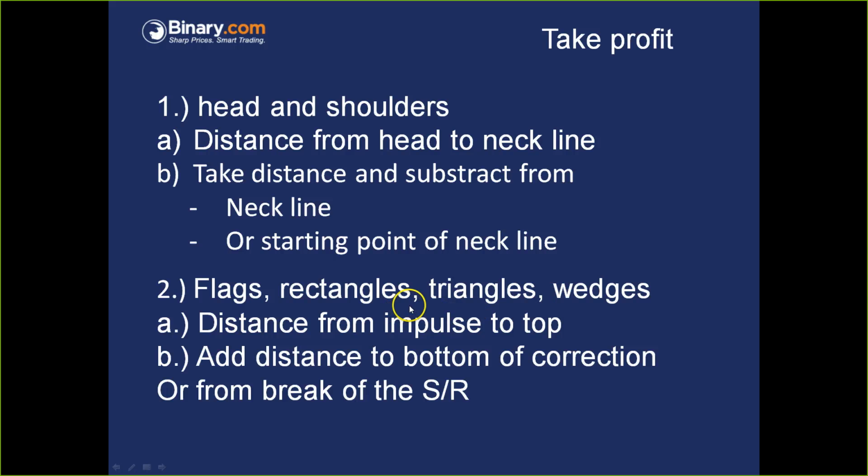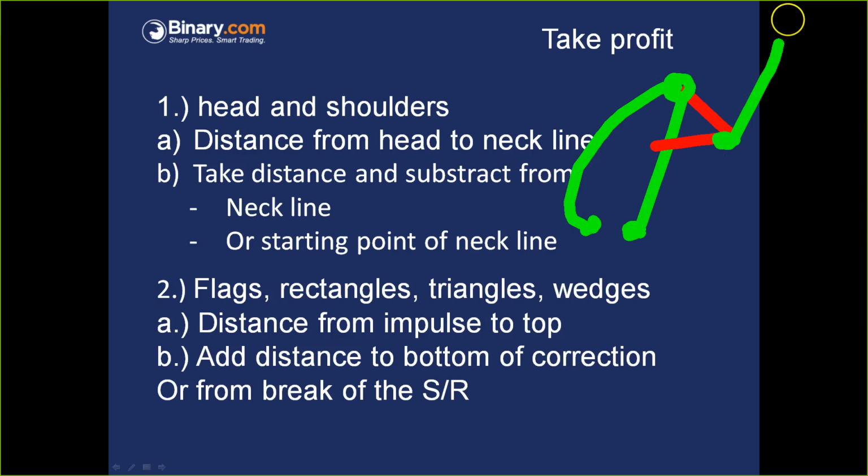Let's see, flags, rectangles, triangles, and wedges: distance from impulse to top, add distance to bottom of correction. So for instance, if you have an upside followed by a flag, take the bottom of that momentum, subtract it from the top, or the top minus the bottom, and add that from the bottom of the triangle to the top. And usually those will be equal to each other. One will be equal to the second part.